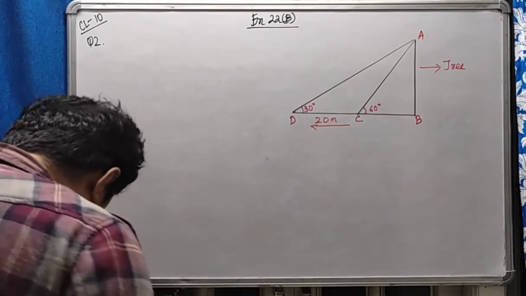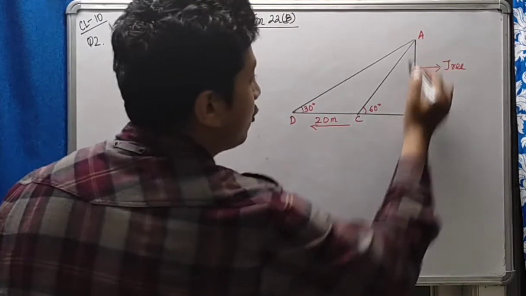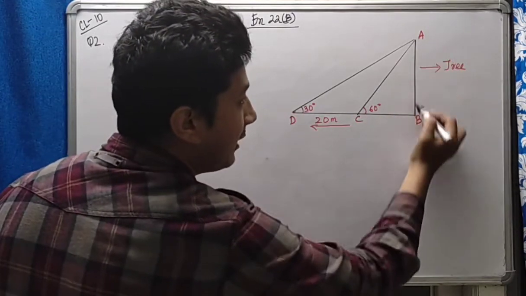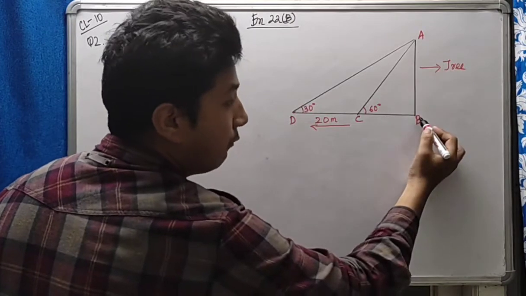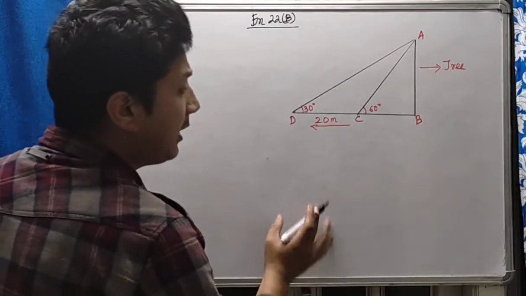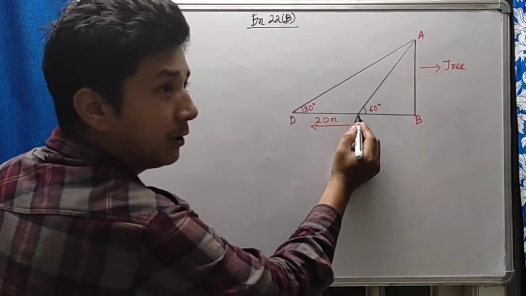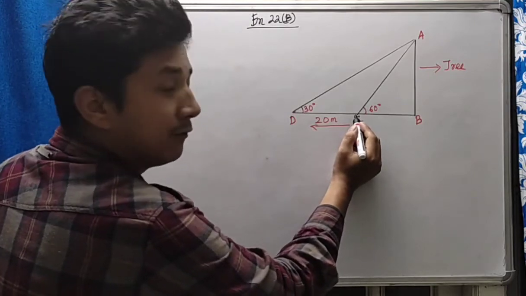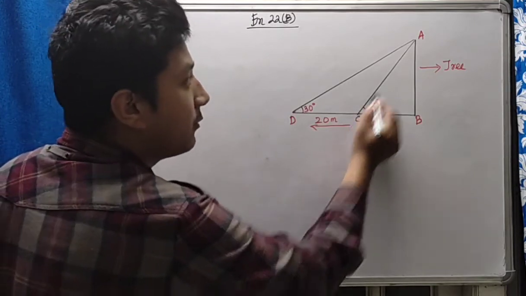At first, let's draw the figure. AB is your tree. We need to find the height of this tree. We don't know the height. At first a man is standing here and he observes the top of the tree. The angle of elevation of the top of the tree is how much?